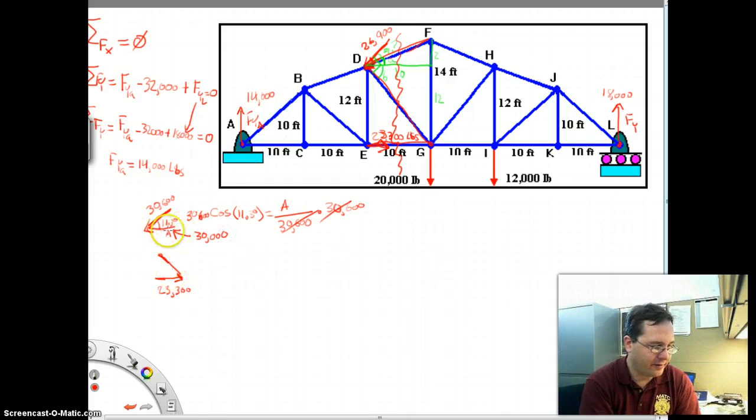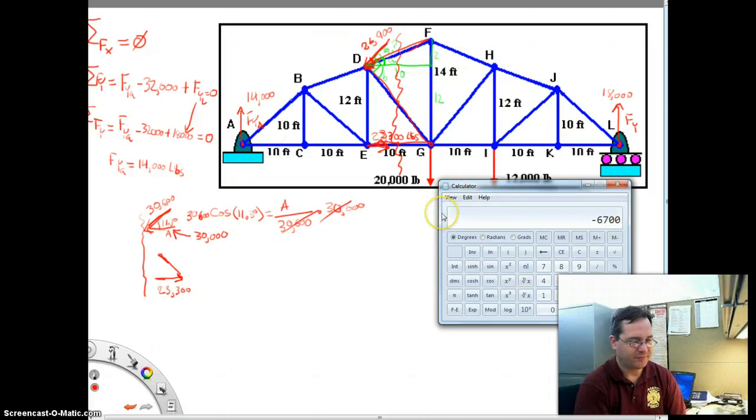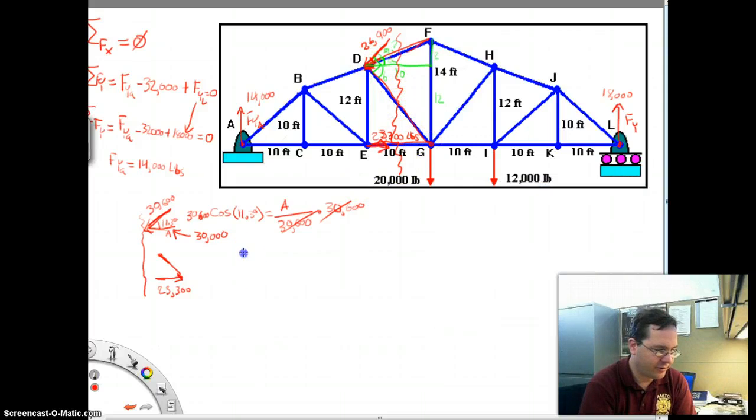So now I've got a 30,000 pound force pushing this section line here that we've drawn in the diagram to the left. I've got a 23,300 pound force pulling it to the right. That means the horizontal contribution of DG has got to be the difference of those two, which is 6,700 pounds, right? If I think of the 30,000 as a negative number because it's to the left, I take 23,300 and subtract 30,000, and I get a 6,700 pound force.